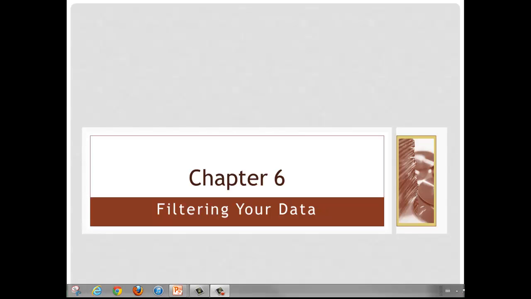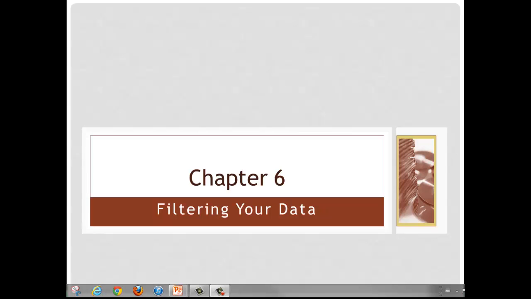Welcome to Chapter 6, Filtering Your Data. This is where we truly get into changing data into information. In the last chapter, we looked at some simple calculations, but we were still operating on every row in the record set. In Chapter 6, we learn how to exclude rows from the record set.